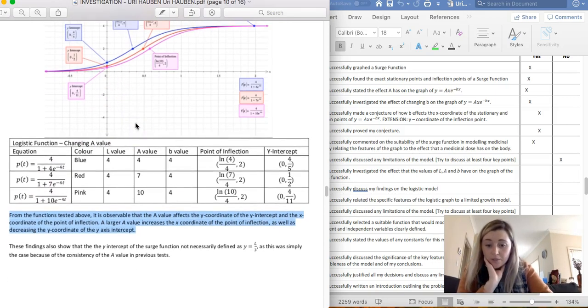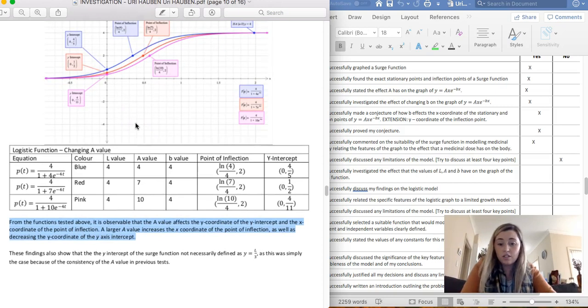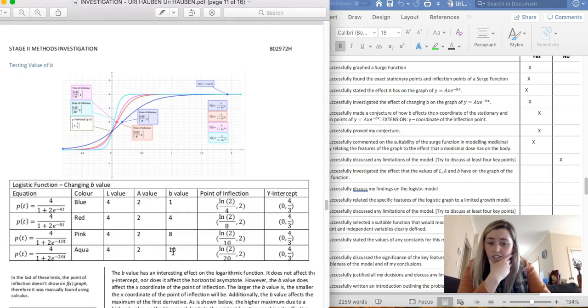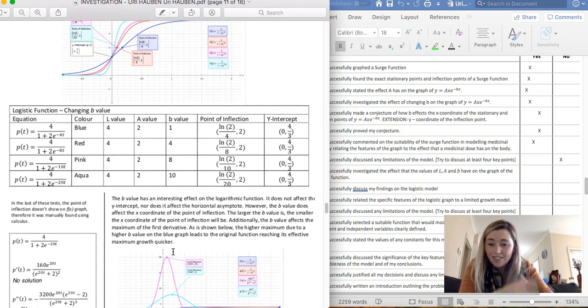Also show that the y-intercept of the search function is not necessarily defined as y is equal to L on 3, as this was simply the case because of the consistency of the A value in the previous tests. When you say previous tests, what do you mean? Do you mean the previous section? Could that be written a little bit better there? Then you've got tested B. Again, you might need some maths there.